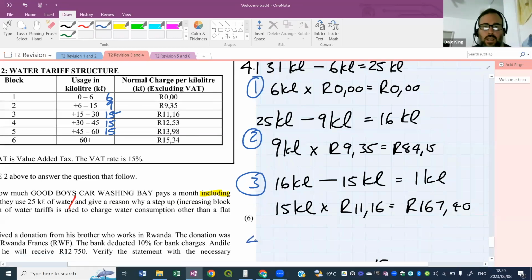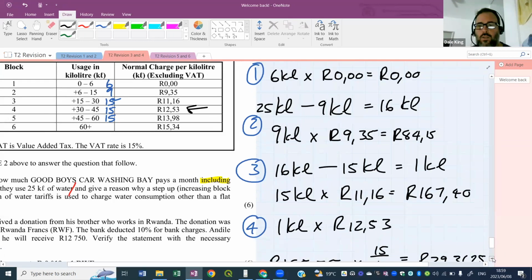I'm unfortunately in block 4 now, but I've only got 1 kiloliter in block 4, not 15 or 9, just 1. And each kiloliter in block 4 is charged at this rate, the block 4 rate, which is 12 Rand 53. So I say that 1 kiloliter that I have left gets charged at the block 4 rate, which is 12 Rand and 53 cents.